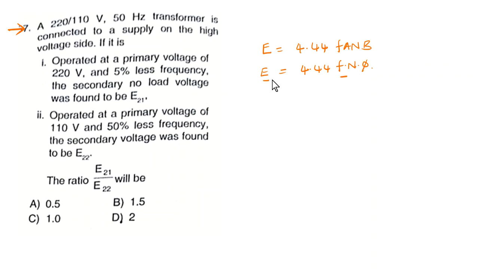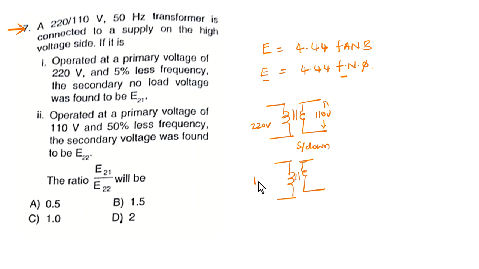Here the 220 volt is a transformer. First they are talking about 220 volts. If they are supplying 220 volts, what about the secondary voltage? Secondary voltage will be 110 volts only. But what about the frequency? It's a reduced frequency. Similarly, it's the same transformer. Here it's a step down operation, and next we are using 110 volts. What about the secondary voltage? It's nothing but 220 volts. It's a step up operation. So, step down, step up operation here.